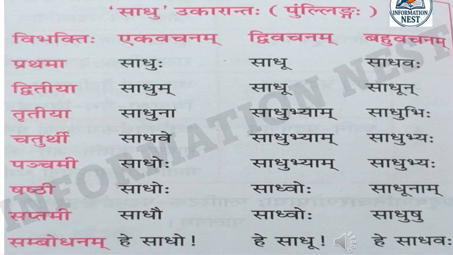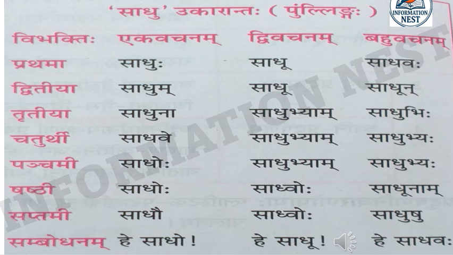We have tackled words ending in A and E. Now let's look at the third major group, Ukaranta Pullinga. These are masculine words that end with the short U sound. Our example is Sadhu. Can you think of other common words like this? Think of Guru, teacher, Banu, son, or Shishru, infant. They all follow this exact same pattern.